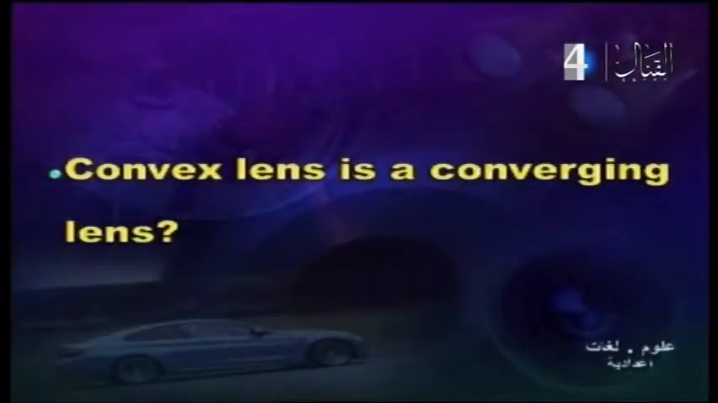Convex lens is a converging lens. Give reason. Convex lens is called a converging lens. Try to think. Right, because it collects light rays in a point called focus. Okay. Convex lens collects light rays, so it's called converging lens, while concave lens diverges light rays, so it's called diverging lens. So here the answer is because it collects light rays in one point, which is focus.